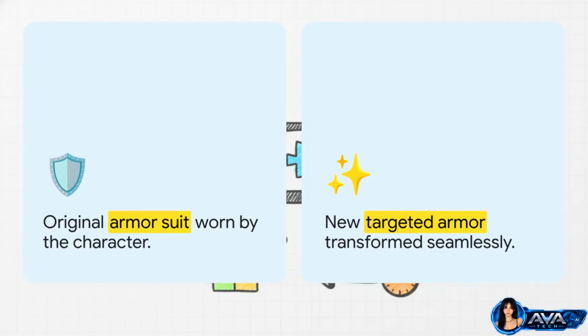Here's a fantastic example from the source of what that looks like in practice. Take a look at this original armor suit being compared to a new targeted armor suit. The creator simply masked the original armor using that rectangle tool we just talked about, added a prompt reading "while transferring to the suit," and then used that @ symbol to tag a newly uploaded reference image of the new armor. The result? A completely seamless, glitch-free transformation right in the middle of the video, literally no cuts required.